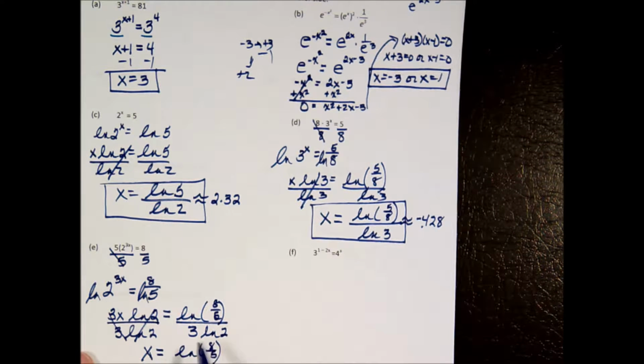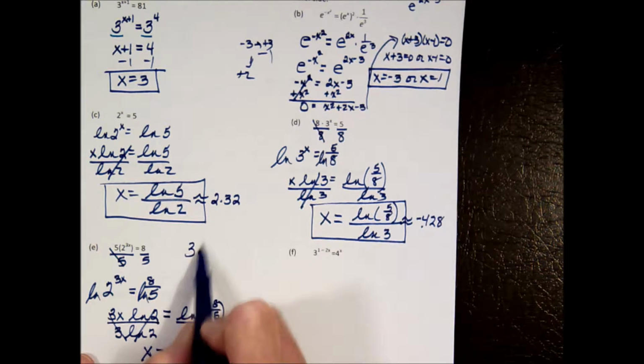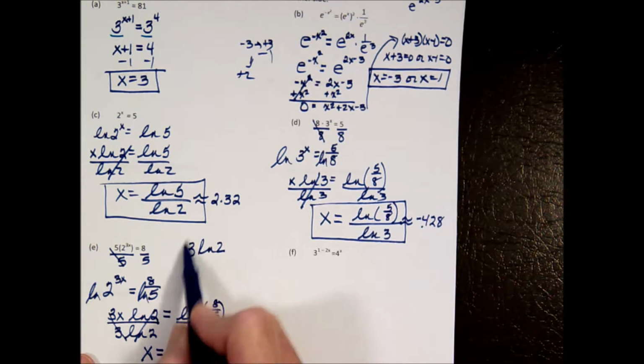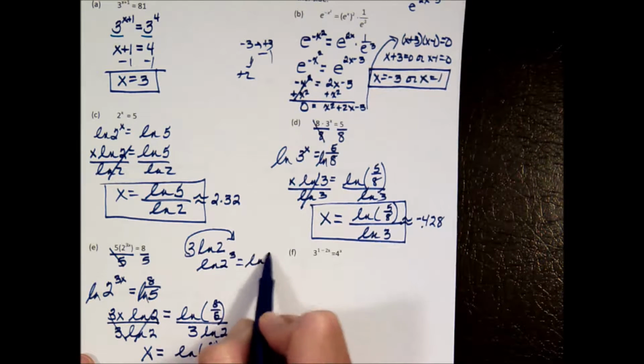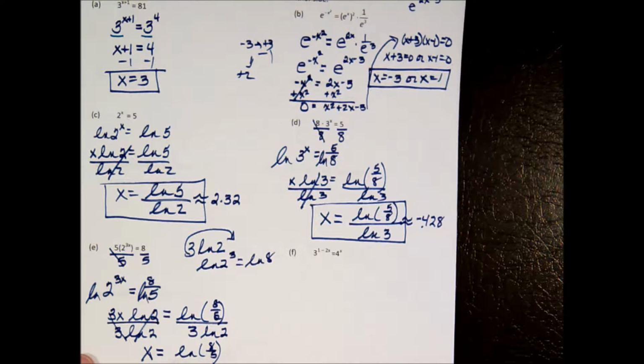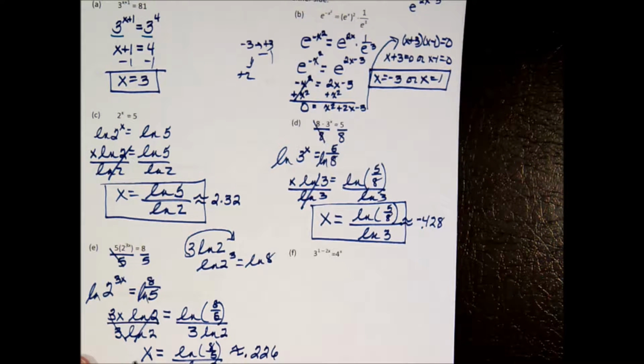But let's just look at this part for a second. 3 ln of 2. Take that back up, and that's ln of 2 to the 3rd, which is ln of 8. So I'm going to say divided by ln of 8. Again, put that in your calculator and make sure you can get 0.226. This is the answer I will be looking for, however.